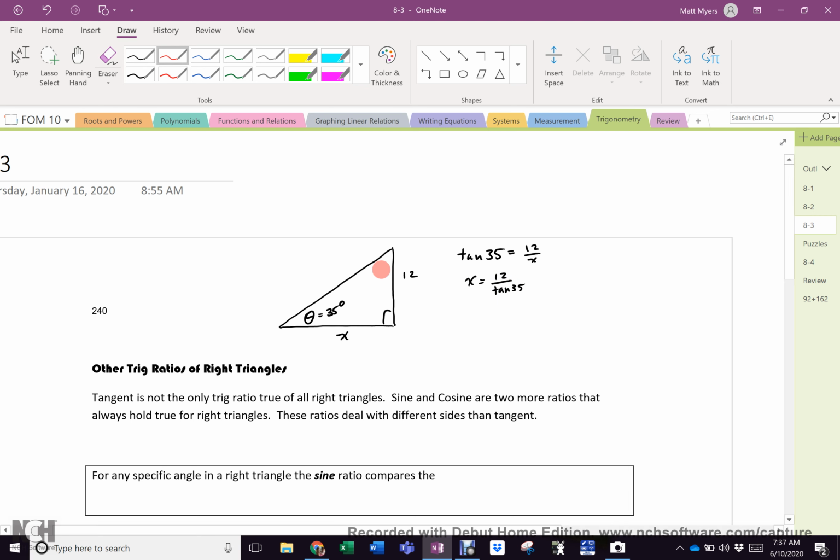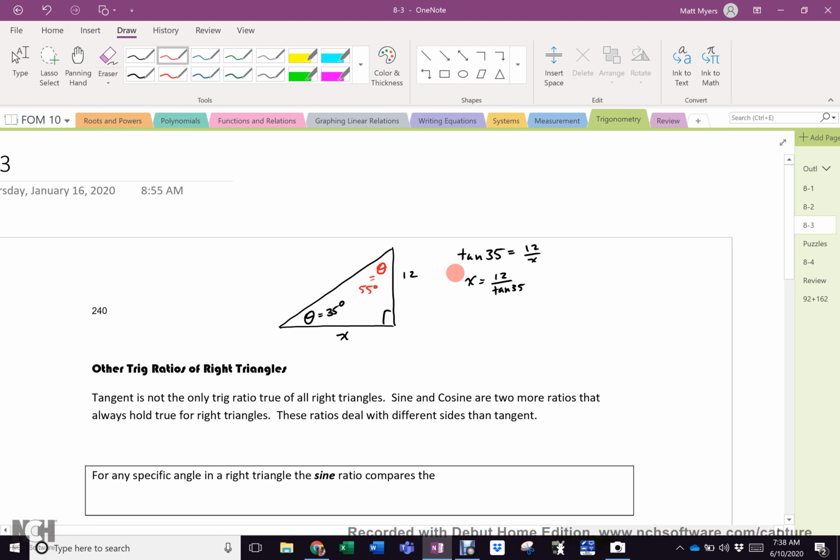Now, what if I was up here? How big is that angle? Well, I know that the angles in a triangle add up to 180. There's 90 of them. So these two angles have to add up to 90, which makes this angle automatically 55 degrees.